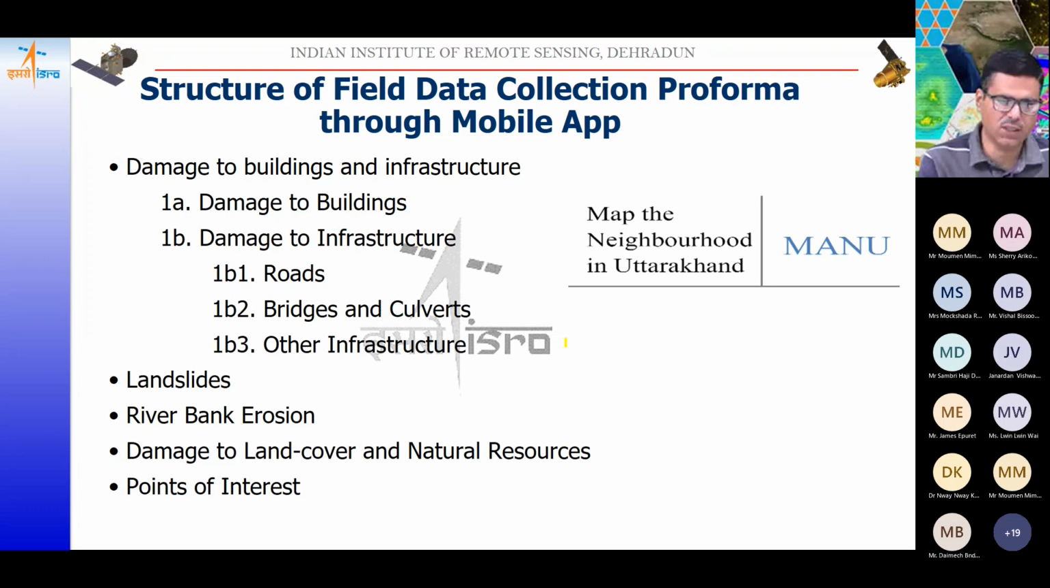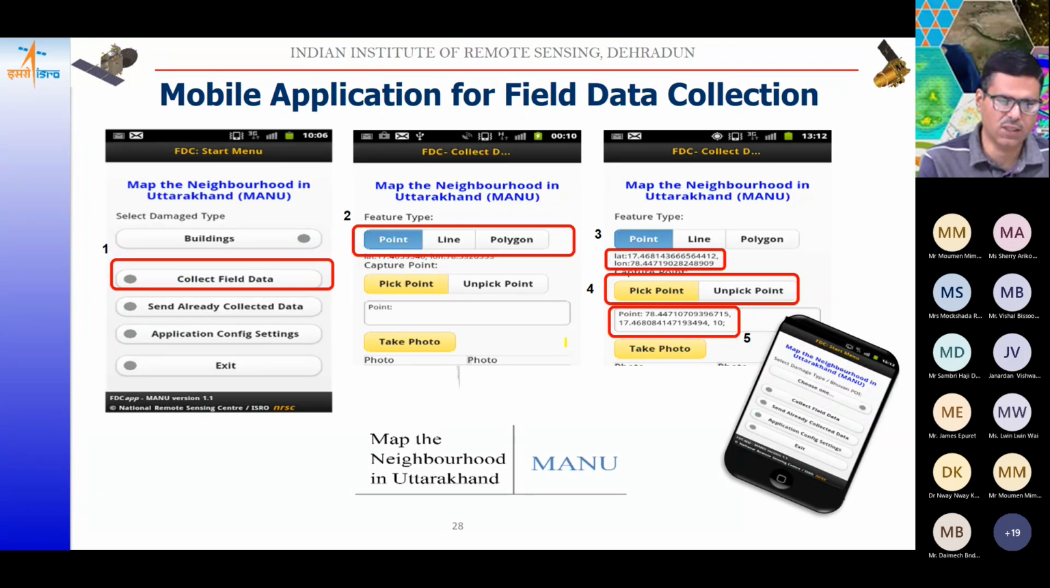So the proformas were designed, and this is the screenshot of the app. As I said, it is an Android-based app. Once it is installed, the person can just click on it, collect the field data, and pick whether he wants to collect a point, a line, or a polygon, and use the relevant buttons like pick point. There is also a provision for taking a photo. You can take two photographs, and the person can directly send it to the Bhuvan portal. As you can see here, the moment he stands at the location and clicks on pick point, the lat-longs are available, and he can also take the photographs, which he can transmit.